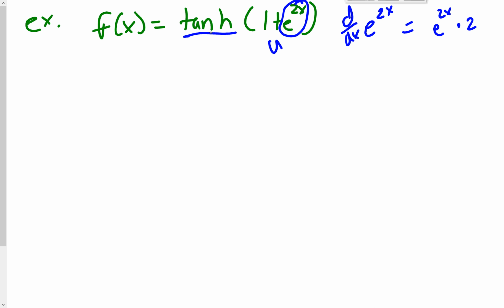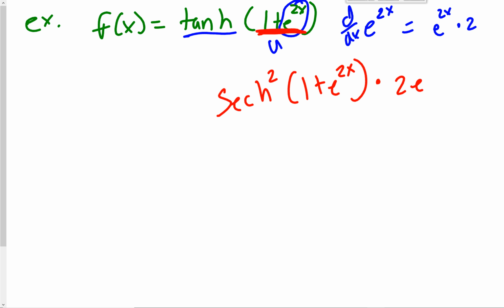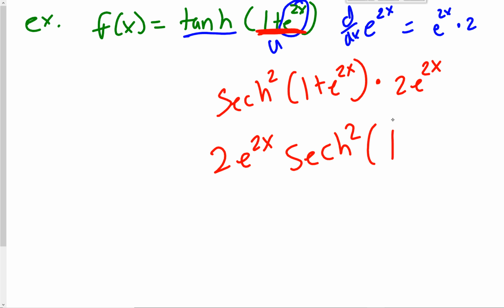So then the hyperbolic tangent derivative is going to be hyperbolic secant squared of x. But my x is not just x, it is 1 plus e to the 2x. I leave the inside alone. Then I'm going to times that by the derivative of the inside, which is just 2e to the 2x. So this is just 2e to the 2x times hyperbolic secant squared of 1 plus e to the 2x. All right, so chain rule. Chain rule inside a chain rule.